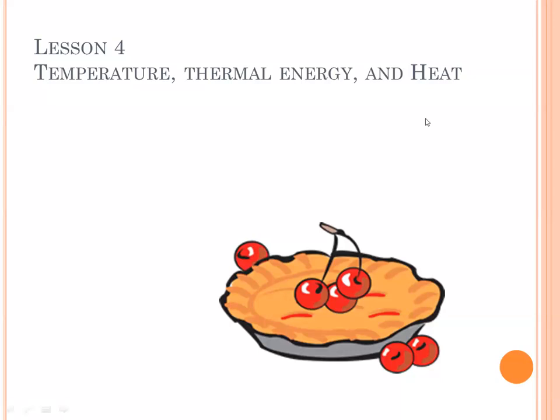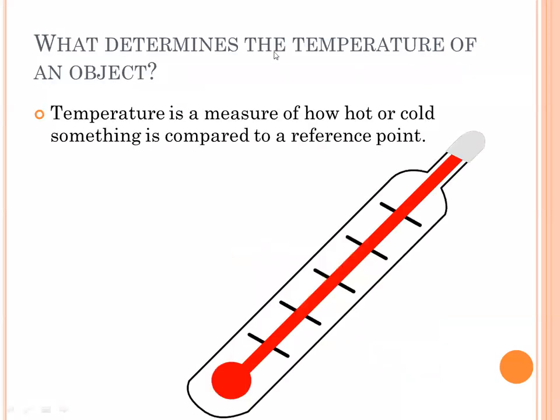Okay, so what determines the temperature of an object? Temperature is a measure of how hot or cold something is compared to a reference point. I put a picture of a thermometer here. We all know what a thermometer looks like in our own mind, because now there are so many different types: digital thermometers, mercury thermometers, and replica mercury thermometers, which you most likely would think of when you see a picture like this. But whatever it is, a thermometer is measuring how hot or cold something is compared to some reference point.